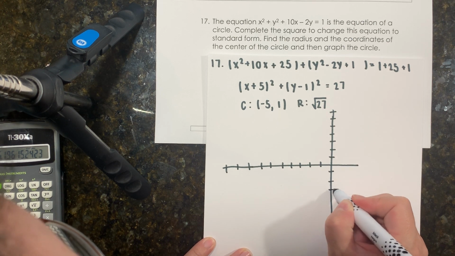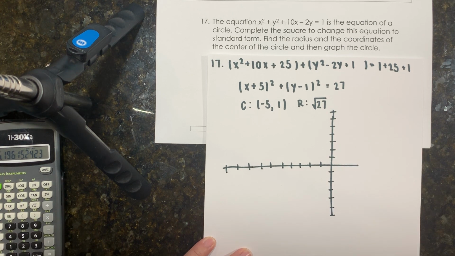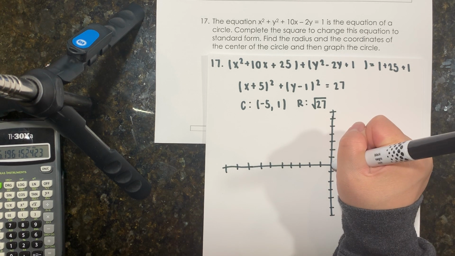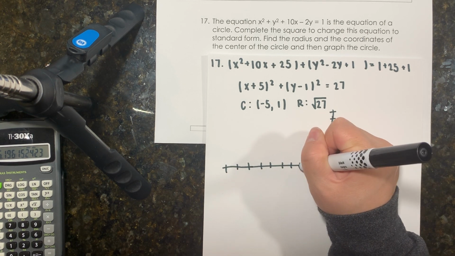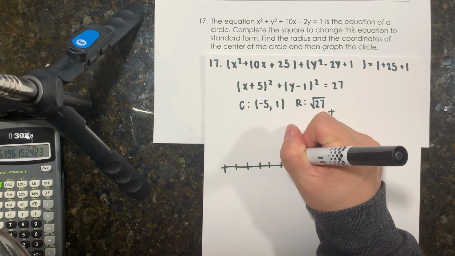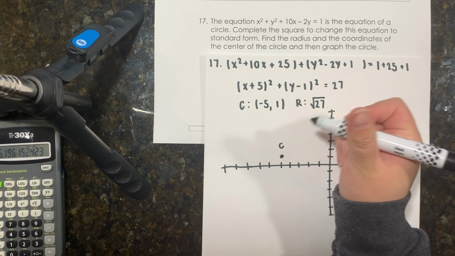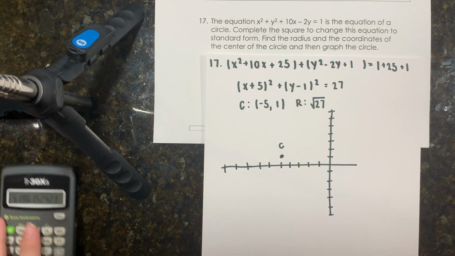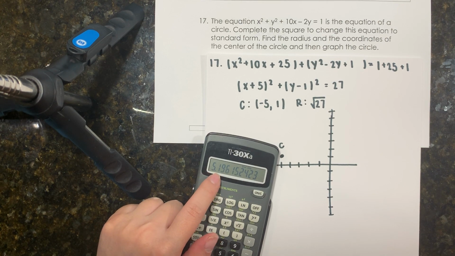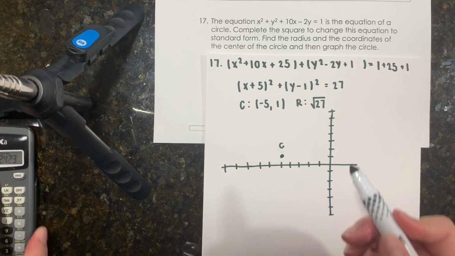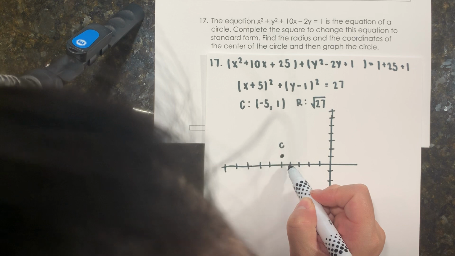1, 2, 3, 4, 5, 6. Okay, so I'm going to draw the center of the circle. So -5, 1, 2, 3, 4, 5, up 1. This is the center of my circle. My radius is the square root of 27, which is approximately equal to 5.2. So I'm going to go a little further than 5 spaces away.